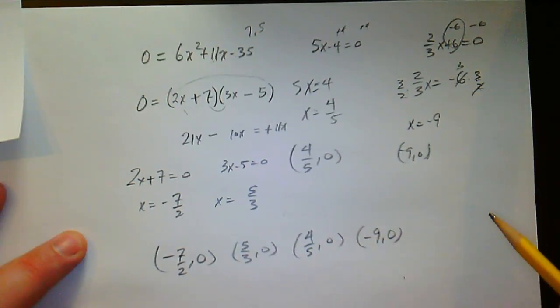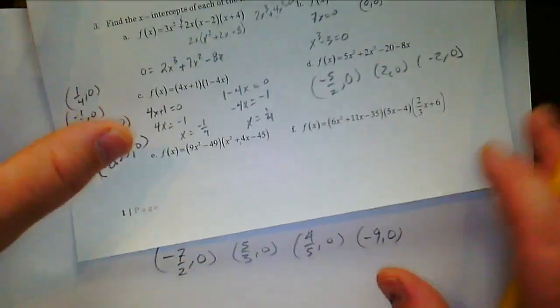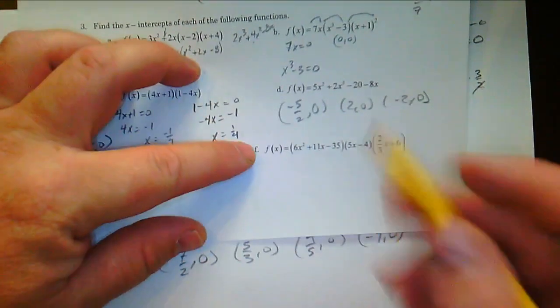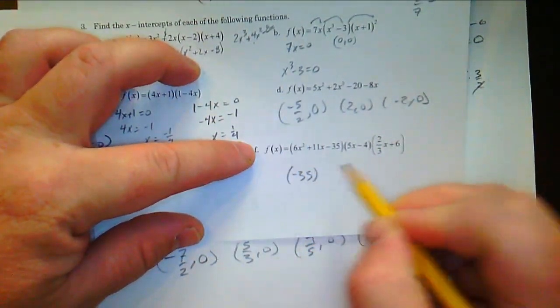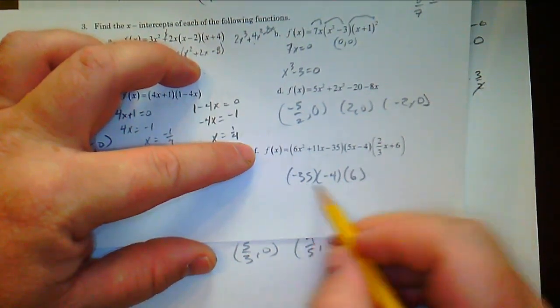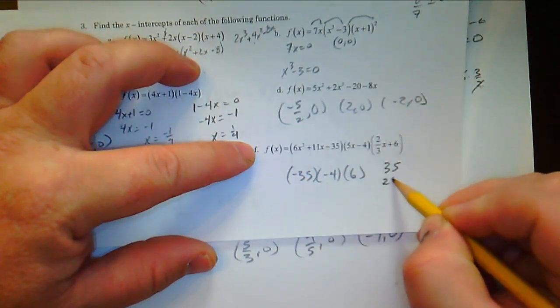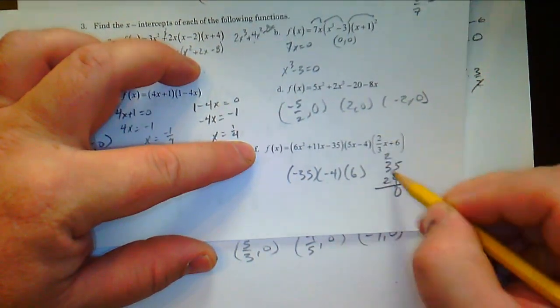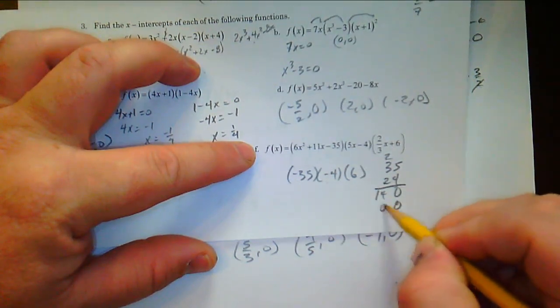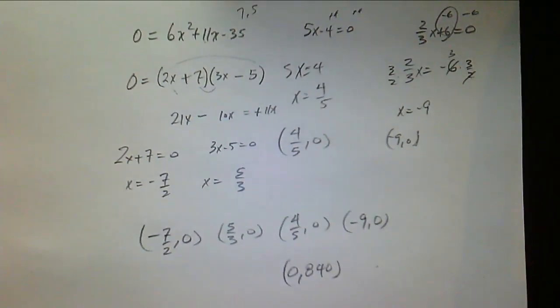And if we were going to do the y-intercept for this one, well, check this out. Let's talk about the y-intercept, even though it didn't ask you to. You put a 0 for all the x's, and you're left with negative 35 times negative 4 times 6. So it's going to be a positive answer overall, because a negative times a negative is positive. So whatever 35 times 24 is our answer. So 840. Yeah, that would be our y-intercept.